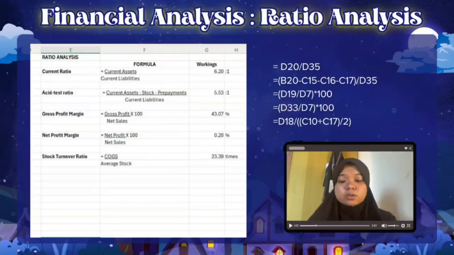Lastly, for stock turnover ratio, we use the formula =D18/((C10+C17)/2) to get 23.39 times, which means the inventory turns into sales 23.39 times within the year.